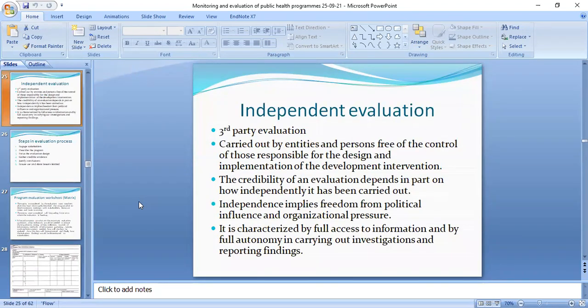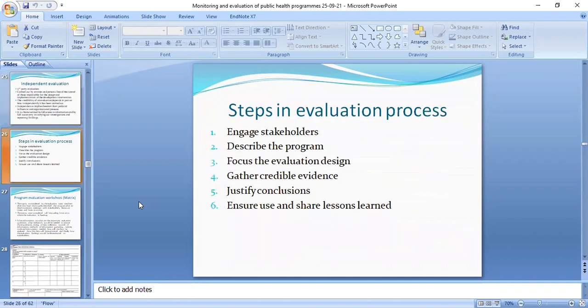Now the last type is independent evaluation. It is also called the third-party evaluation, and it is carried out by entities and persons free of the control of those responsible for the design and implementation of the development intervention. The credibility of an evaluation depends in part on how independently it has been carried out. Independence implies freedom from political influence and organizational pressure. It is characterized by full access to information and by full autonomy in carrying out investigations and reporting findings.